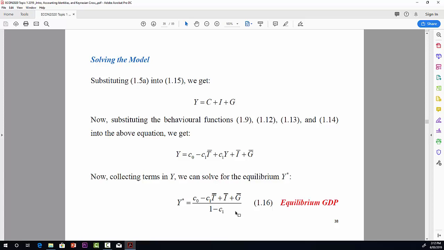This is our equilibrium GDP in this model. I'm going to call it Y star, so I'm going to put an asterisk on it, or call it a star. And this is the equilibrium value of output as a function of all of the exogenous variables, T bar, G bar, and I bar, and the parameters C0 and C1. So that's our equilibrium GDP in this model. This will become a bit clearer when I actually put in some numbers for the exogenous variables and parameters. But for now, you can see that we've expressed the endogenous variable Y only in terms of exogenous variables and parameters.